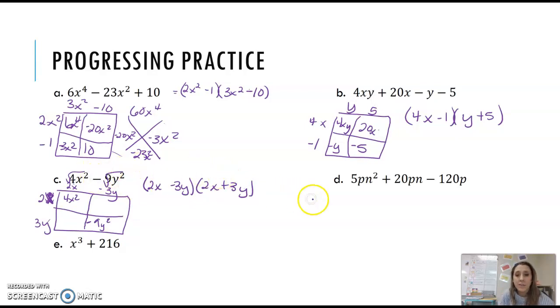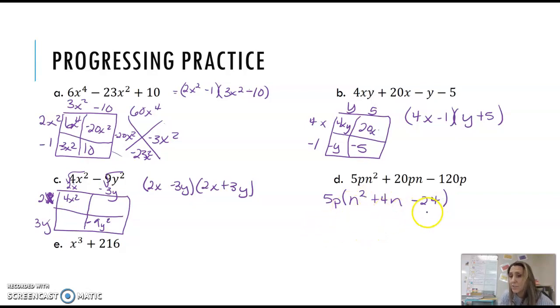Okay, the other thing we need to do is look at this one. Is there a greatest common factor between these three terms? Well, I've got a 5, a p, a 20. Yes, there is. The greatest common factor for this one is going to be 5p. They all have a p in them. So 5p times something times n squared will get me that. 5p times 4n will get me there, and then 5p times a negative 24 will get me negative 120p.